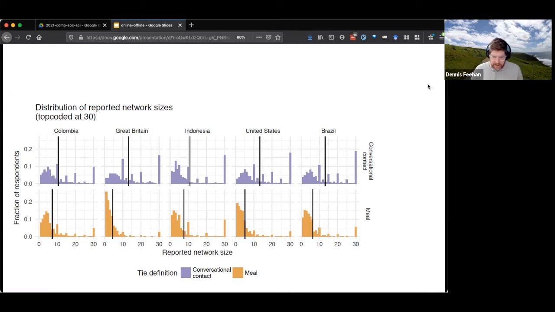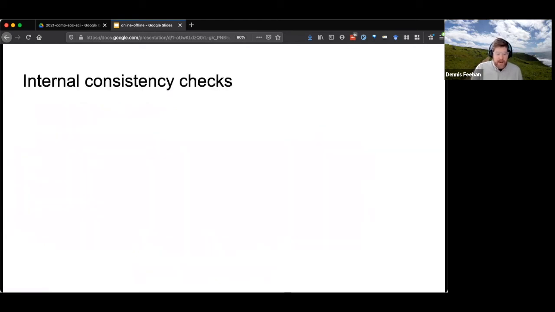And the suggestion of more heaping that we saw in Brazil seems to hold in the other countries too. So it does look like the case that the meal networks on average are smaller than the conversational contact networks. And there is this hint that maybe the conversational contact reports are a little bit noisier.